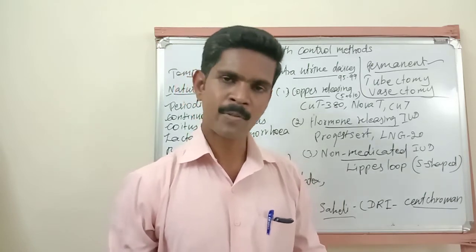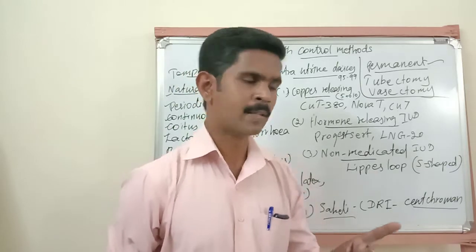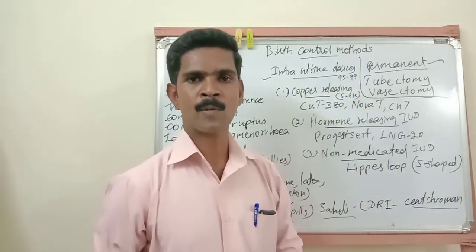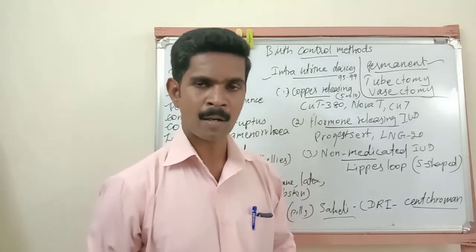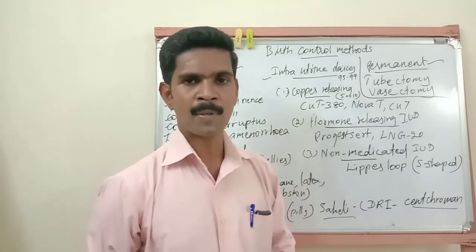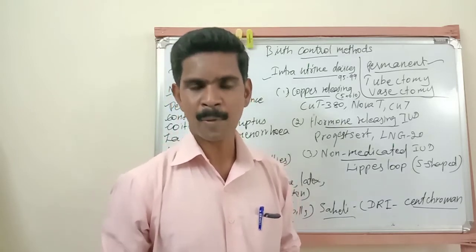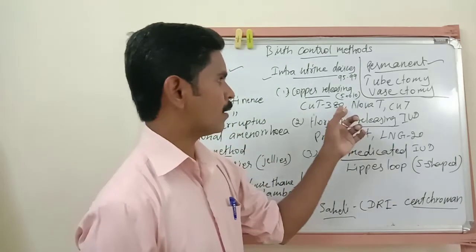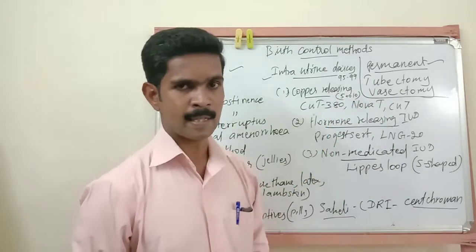Understand? After 5 to 10 years, we can remove these devices from the uterus. So, let me repeat all these points about this device. When these devices are inserted inside the uterus, they release a large amount of copper salt and free copper molecules. These copper salts or copper molecules destroy or inactivate the sperms. Understand? They can remain inside the uterus for 5 to 10 years.